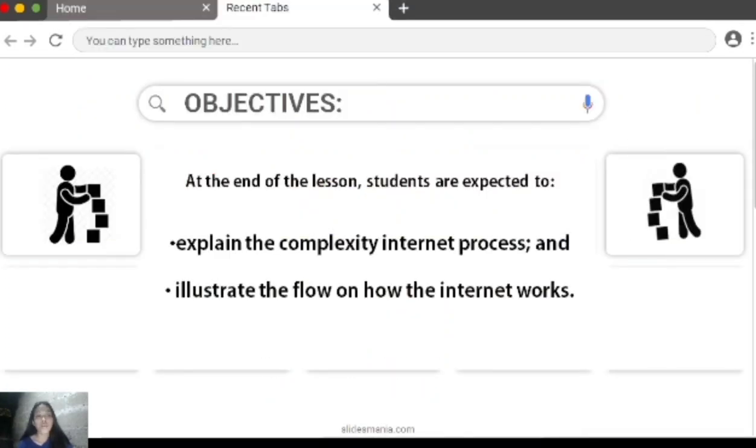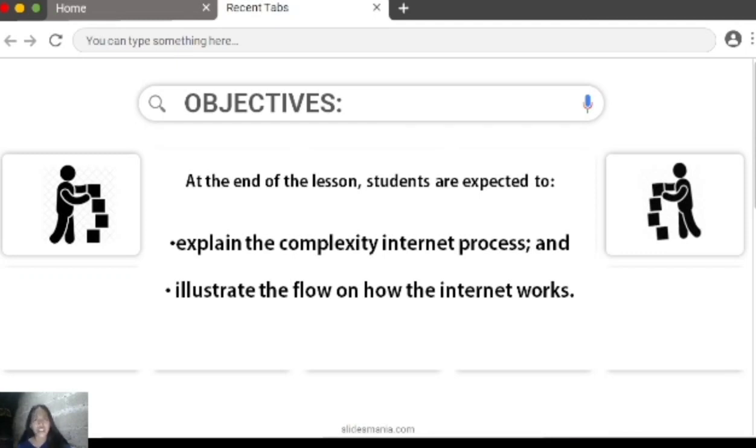Let us know first our objectives in this lesson. At the end of the lesson, students are expected to explain the complexity of the internet process and illustrate the flow of how the internet works. So how does the internet work?